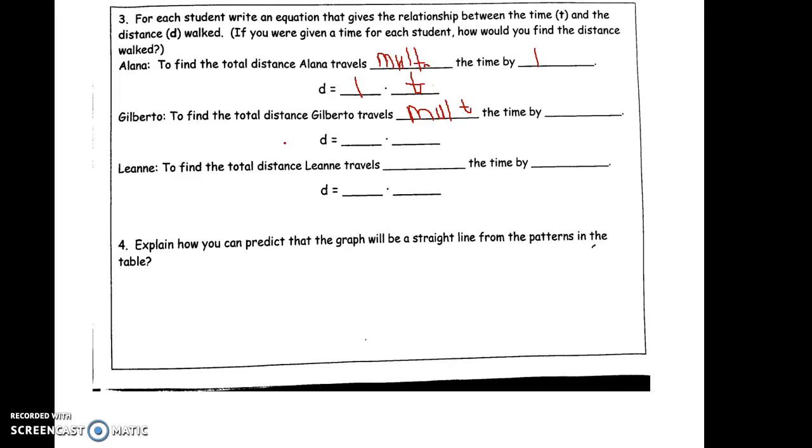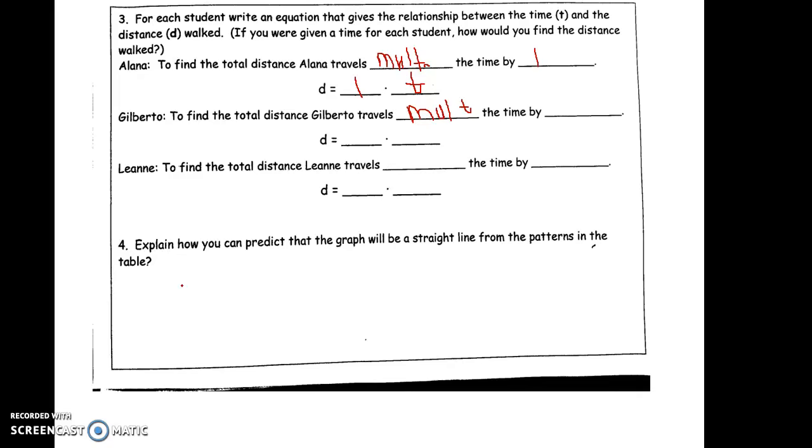So now what I want you to find is, what do you multiply Gilberto's time by to get his distance? And then you can write an equation. And what do you multiply Leanne's time by to get her distance? And then you can answer this final question. How can you know that the graph will be a straight line? By looking at the patterns in the table.